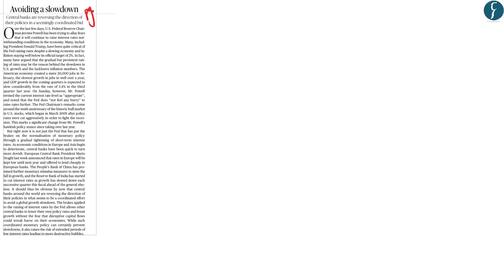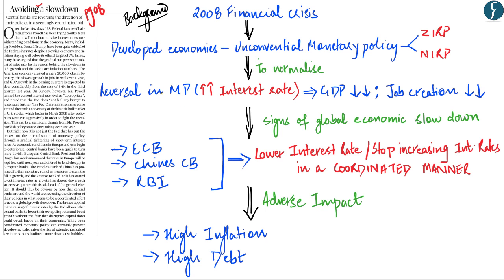This news appears on page number 8 and is talking about the coordinated efforts of all the central banks across the world to put brakes on increasing the interest rate. This news will fall under GS paper 3 under the topic of issues related to the economy. So basically in this article, what the author is saying is that the central banks across the world have started to put brakes on increase in the interest rates. And as per the author, while such coordinated monetary policies can prevent economic slowdown, it may have an adverse impact in the long run. First, let us understand the background to this situation.